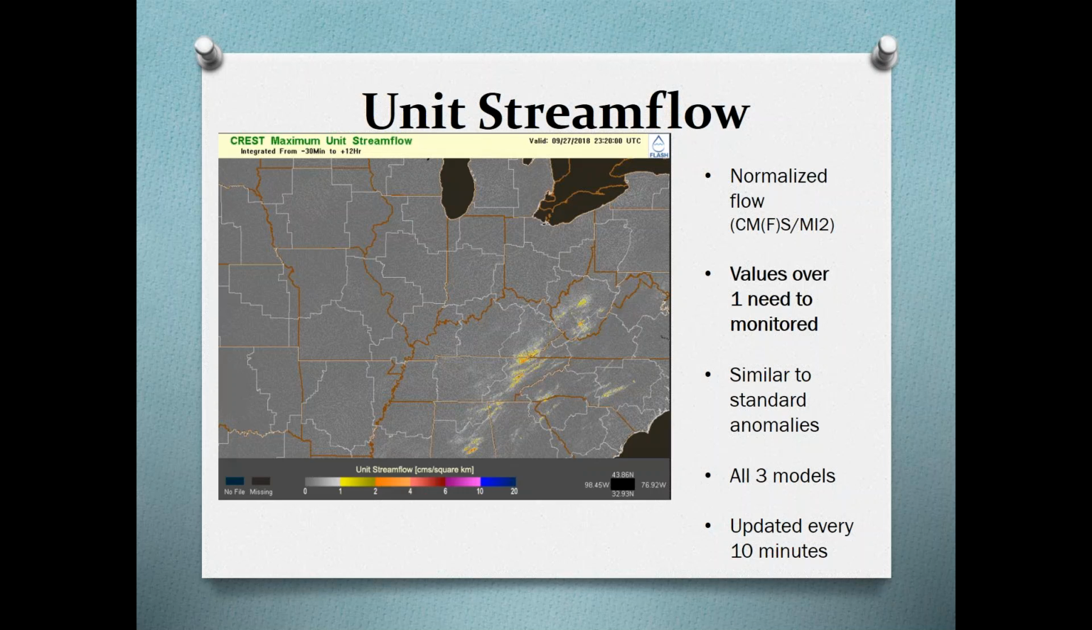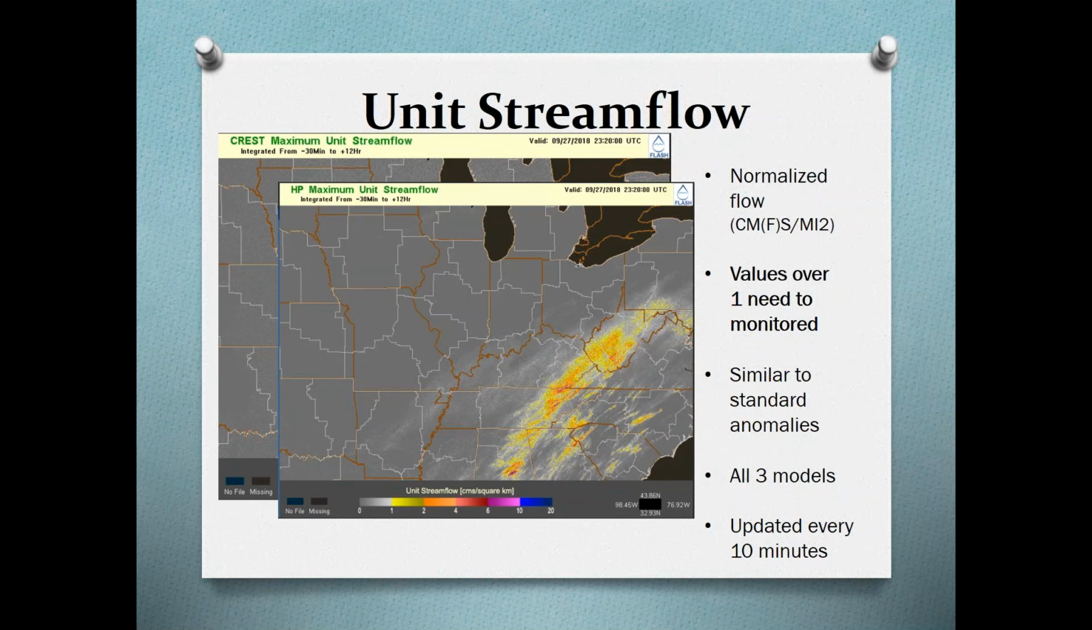And so what it's saying is that, in maybe like this area in southeast Kentucky, you'll see values around 2 to 3. So it's telling you that your stream flows in that area are 2 to 3 times what they normally would be. So that may be an indication that you're having some flash flooding in that area. And again, all 3 models are going to generate this. It's updated every 10 minutes. And the spatial resolution on all of these is approximately 1 kilometer by 1 kilometer.